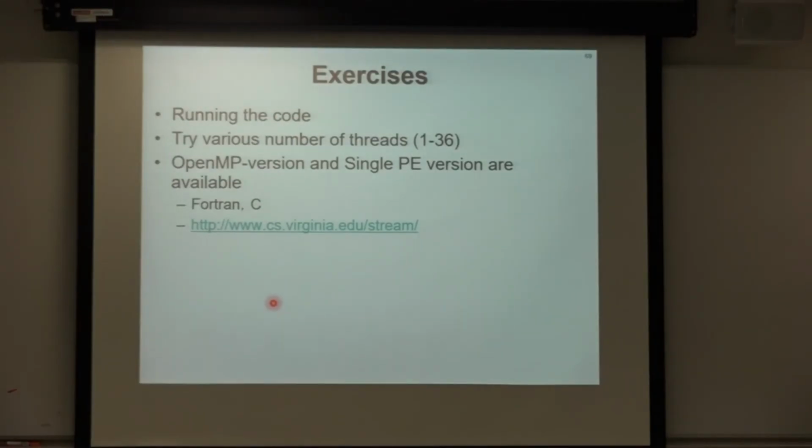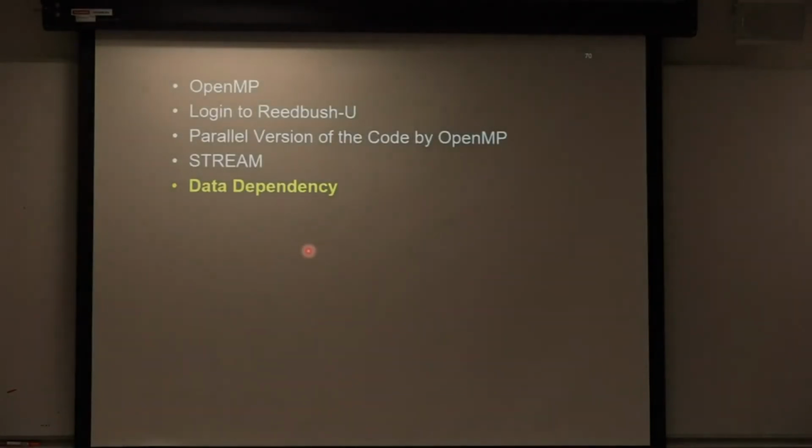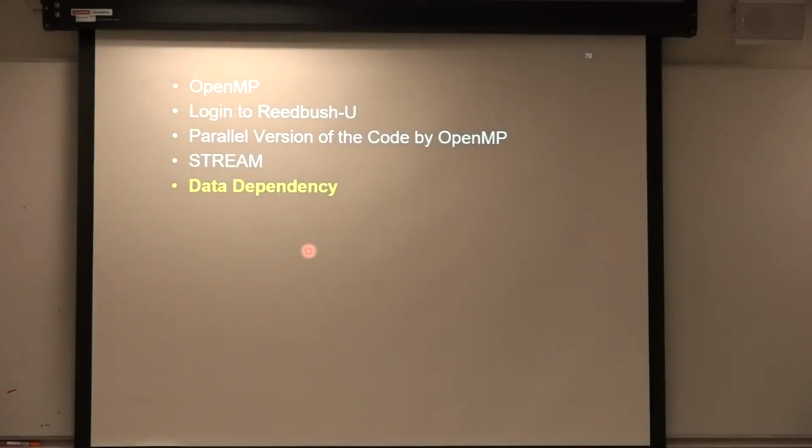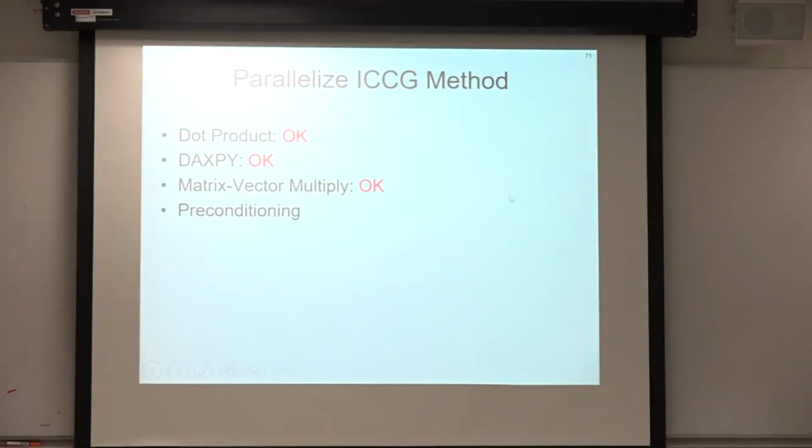Okay, we have an exercise here. Please run the code and try various numbers of threads. OpenMP version and single processor version are available in both Fortran and C if you visit this web page. Okay, any questions so far?